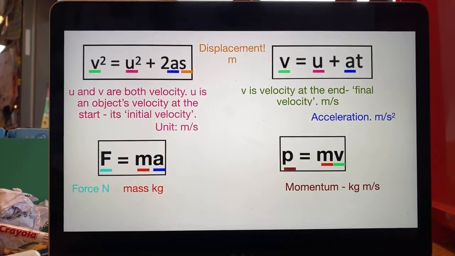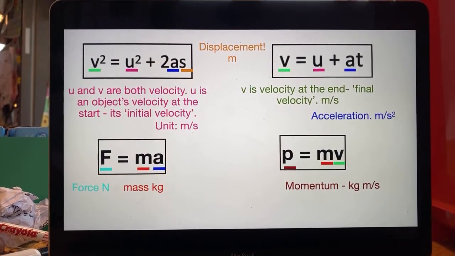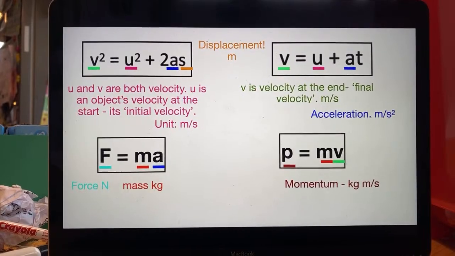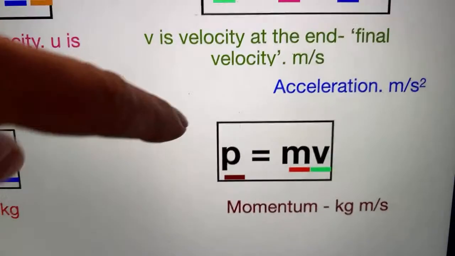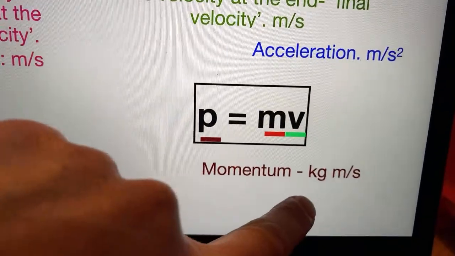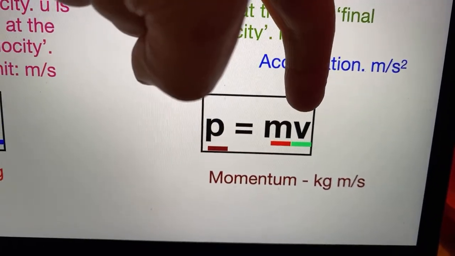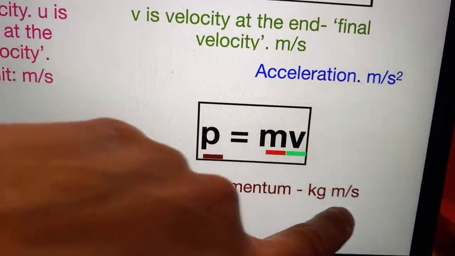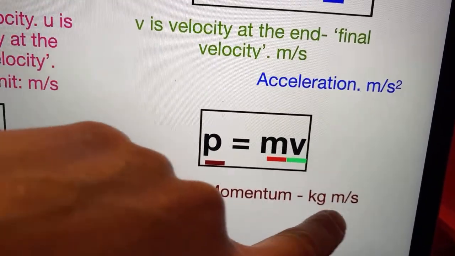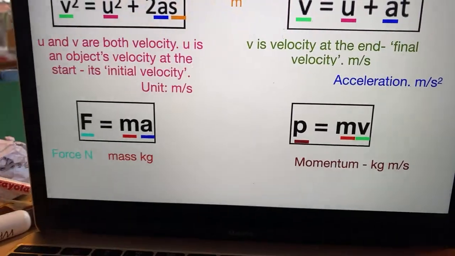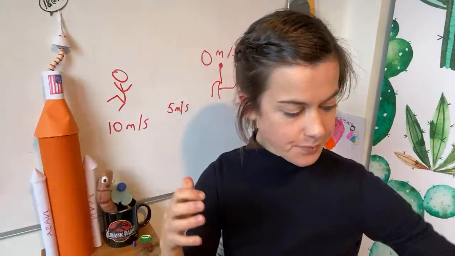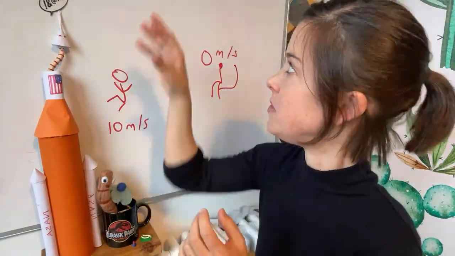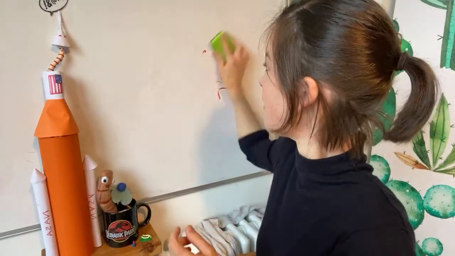And little p we did last week. That is momentum, measured in kilogram meters per second, which if you'd forgotten, you could have worked out, yeah? Because you just do the units of mass, which are kilograms, times the unit of velocity, which is meters per second. And when you times them together, it just looks like that. Kilogram meters per second.